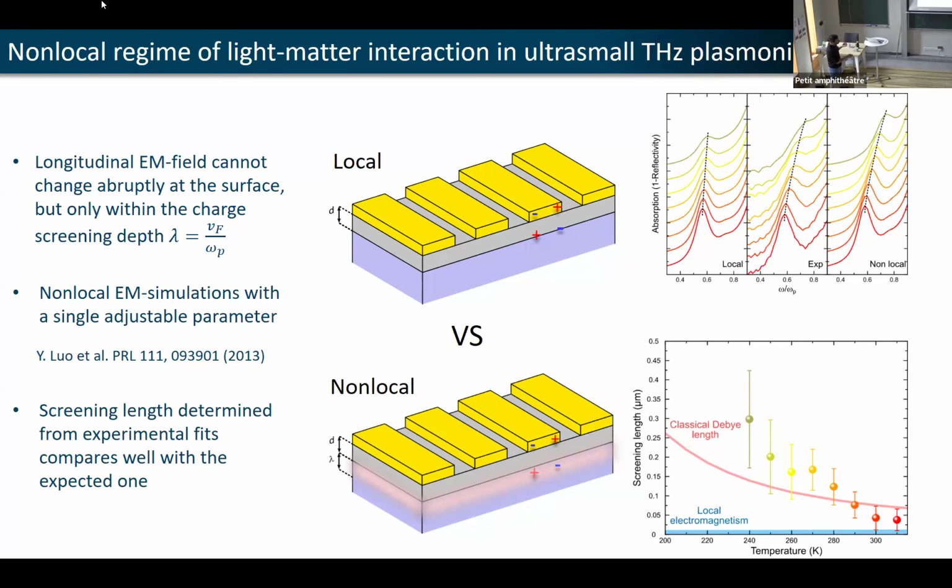So this is local electromagnetism when this depth is 0. And this is what you expect in this classical, let's say, not quantum, but classical electron gas, which is this double island. And it fits okay, let's say. I think we should do better in the future.